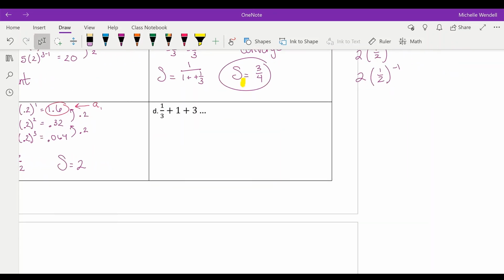Alright, last one. To get my ratio, I take 1 divided by a third, 3 divided by 1. I'm going to get 3 for everything. So r is 3. So this is divergent.